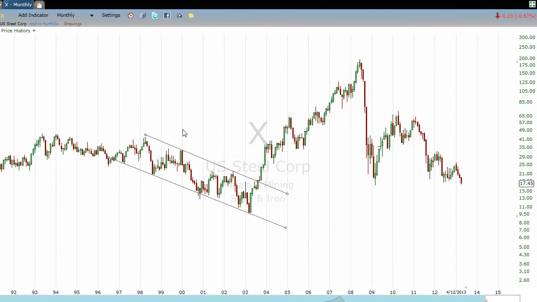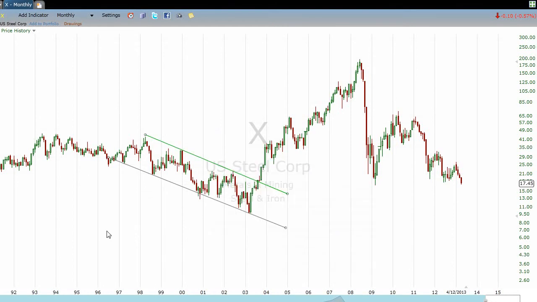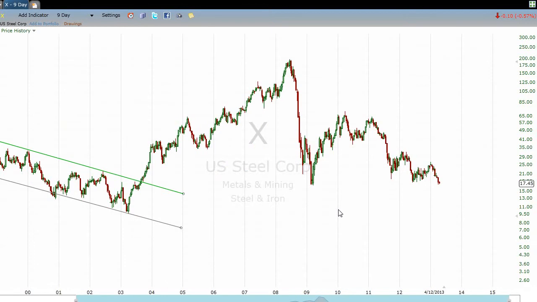Now look at that. Here's this top line. Let's make this green. Once U.S. Steel got over this line, it started a very impressive rally that lasted, well, actually off the bottom here, more than 5 years. Now let's zoom in to a 9-day chart and see if we can make any sense out of what happened during this big period of price appreciation.